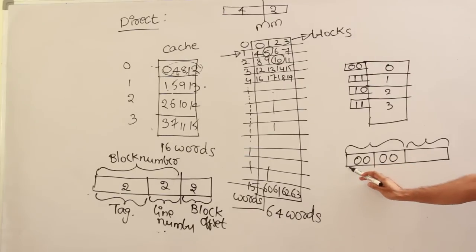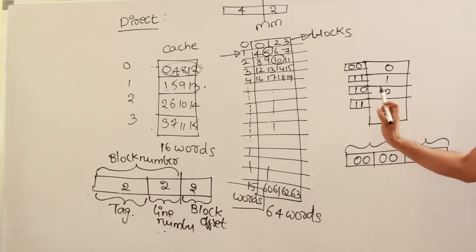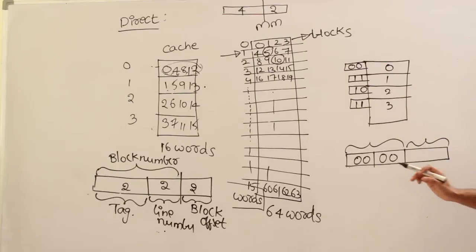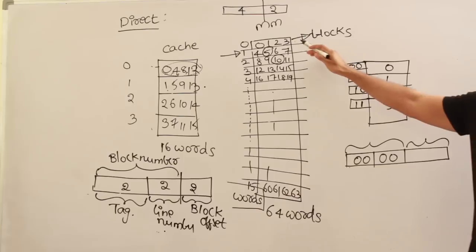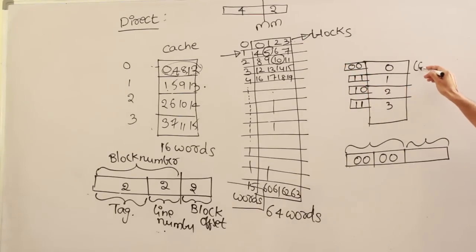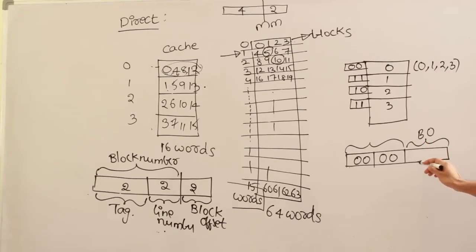So what does it mean? Block number 0 is present in this cache. If block number 0 is present in this cache, what are the words that are present? 0, 1, 2, 3, which means the words which are present in this are 0, 1, 2, 3. If you didn't understand how I got it from this diagram, for the block offset, you are free to substitute all the 4 combinations. This will contain 00, 01, 10, 11. So 00 followed by this is 0, 1, 2, 3. That is what is present here, right?